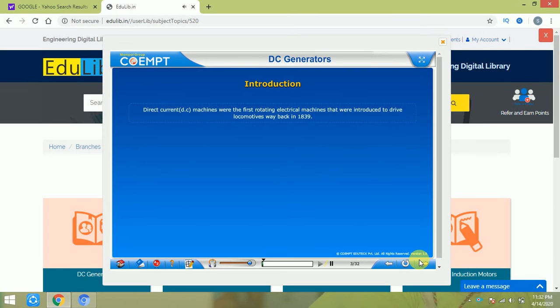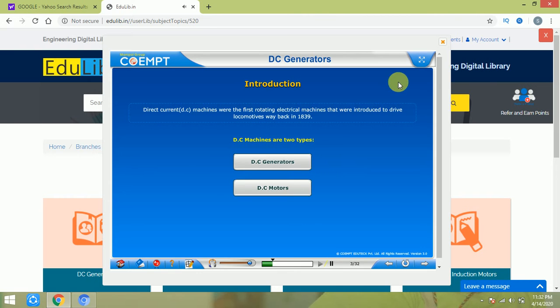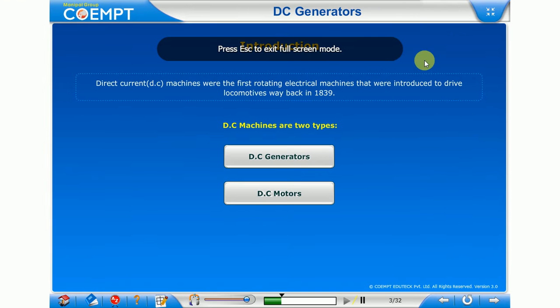Introduction. Direct current machines were the first rotating electrical machines that were introduced to drive locomotives way back in 1839. DC machines are of two types, the DC generators and the DC motors. Click tabs to know more.